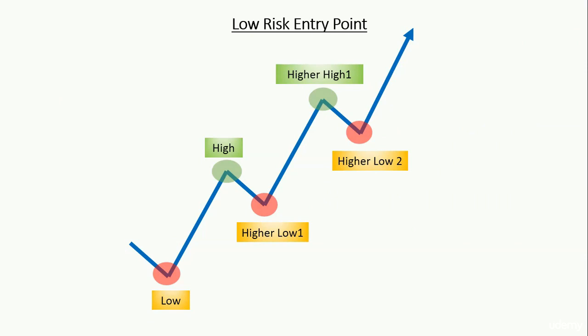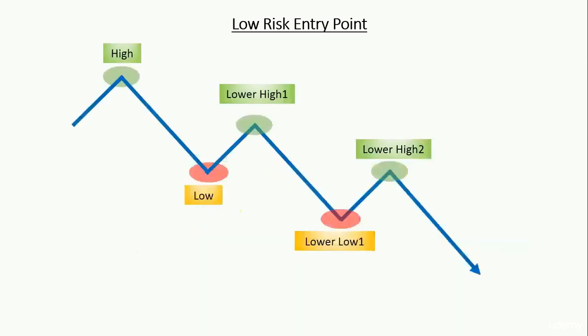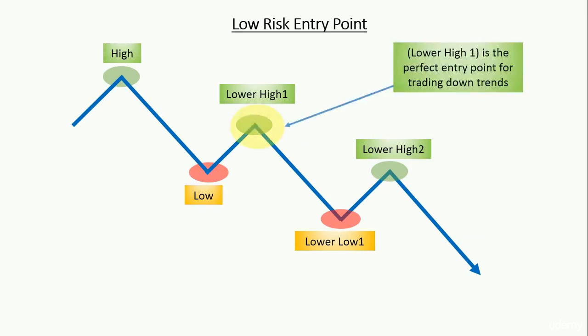But this sign alone is not enough for you to trade the newly forming trend. To reduce your risk, you need a confirmation, and a confirmation can be at least one higher high in case of a bull trend or one lower low in case of a bear trend. A conservative entry point for a newly forming bull trend would be at this first higher low. It always represents the best low-risk entry point for trading uptrends. Regarding downtrends, the perfect entry point is at the first lower high, which represents a low-risk shorting setup.